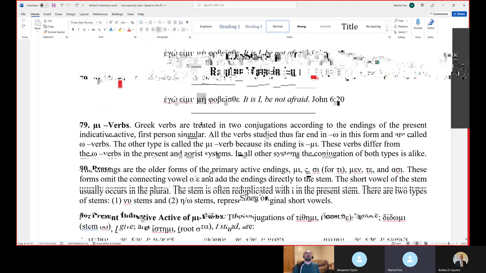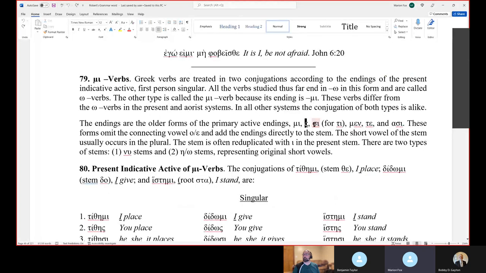Now the endings of them. Remember, endings earlier we learned: omega, ais, ei, omen, ete, ousi. And so it's men, s, ei, men, te, ousi. So ousi, it's osi; instead of ete, it's te; instead of omen, it's men. Notice the connecting vowel is dropped off. That's what we have here, and so we lost the connecting vowel here.